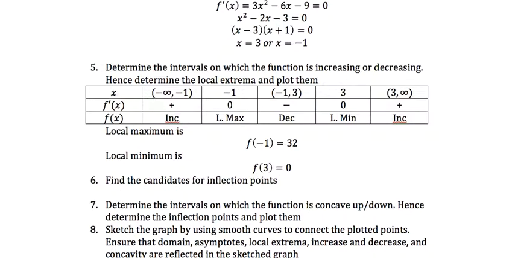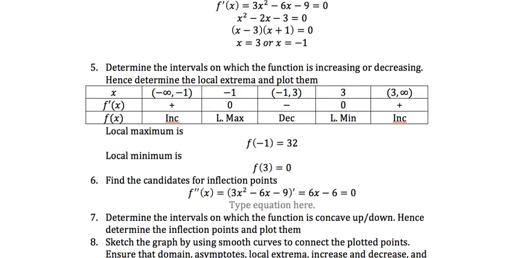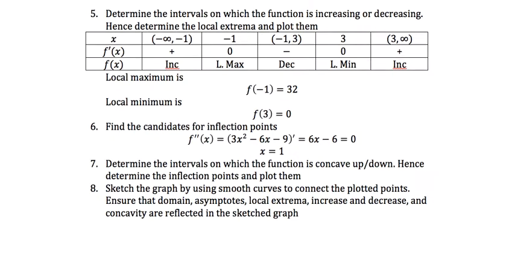Now, next step we find the candidate for the inflection point. The candidate for the inflection point is the x value where the second derivative does not exist or second derivative equals 0. So we try to calculate the second derivative. The second derivative is just the derivative of the first derivative. So 3x squared minus 6x minus 9, this first derivative, we take the derivative. The result is the second derivative, 6x minus 6. I want to solve second derivative equals 0, which gives me x equals 1. So x equals 1 is a candidate for inflection point.